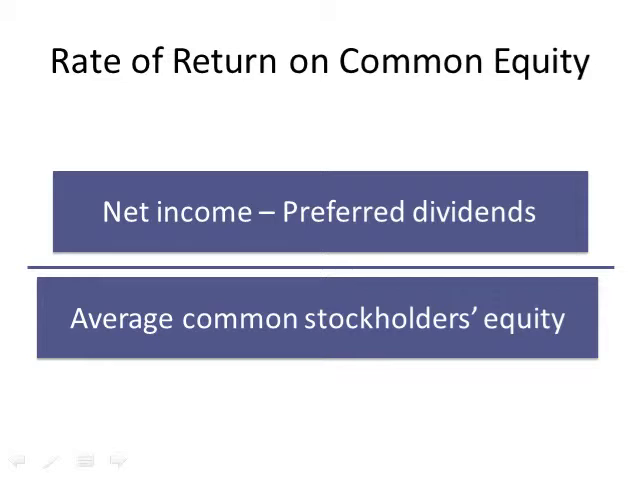To compute this ratio, first subtract preferred dividends from net income to measure income available to the common stockholders. Then divide income available to common by average common equity during the year. Common equity is total equity minus preferred equity.